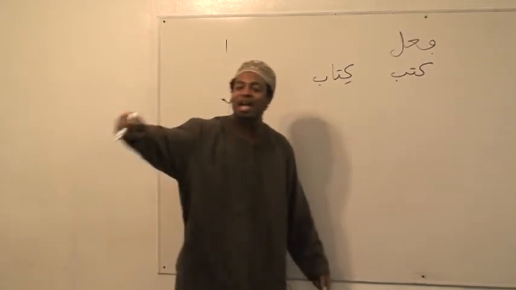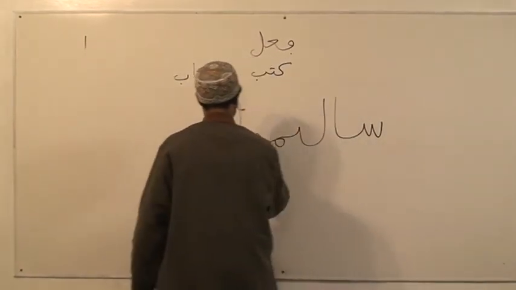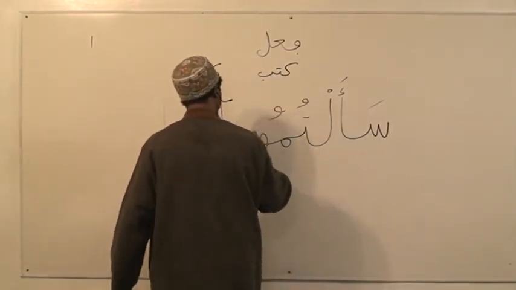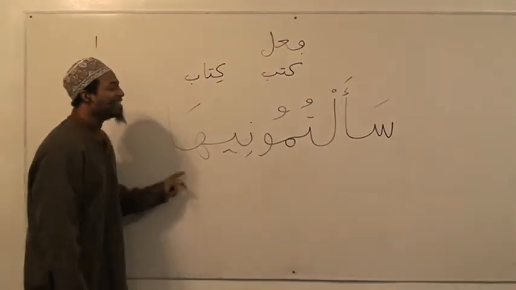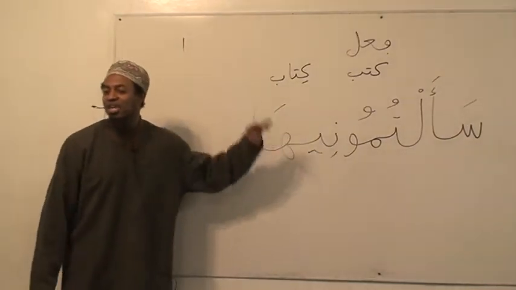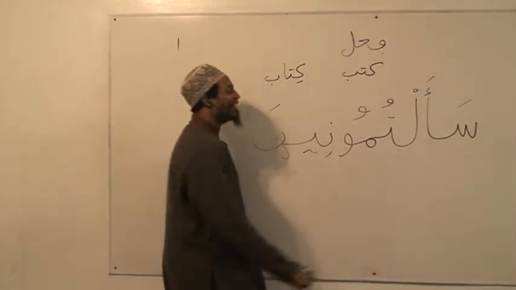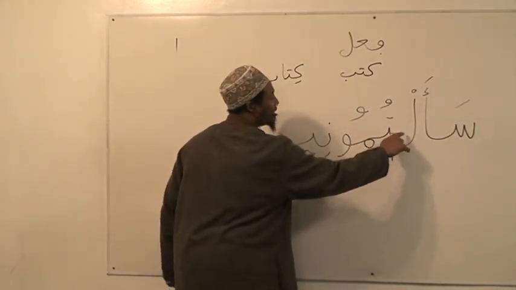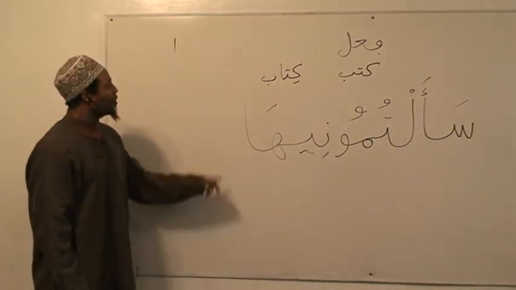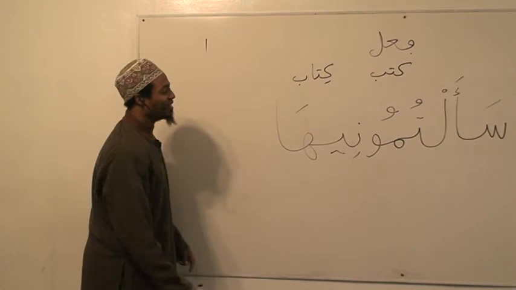How do I know the letters are extra? Sa'altumuniha. These are the letters, the extra letters. These are all the extra letters that you need to know. Anything else is a noun, an ism. Sa'altumuniha: a sin, an alif, a hamza, a lam, a ta, a mim, a waw, a noon, a ya, a ha. We saw the alif in practice in kitab.